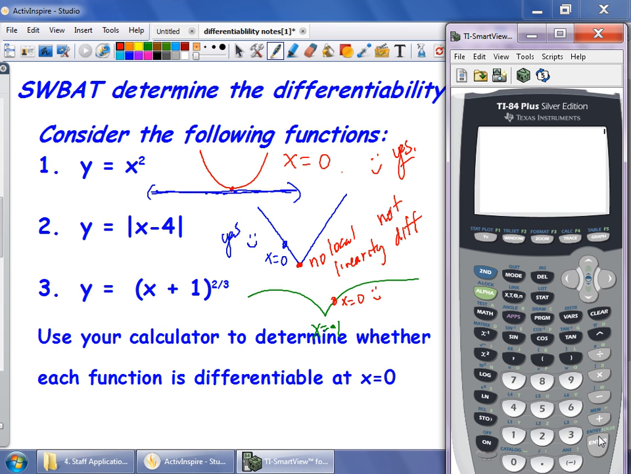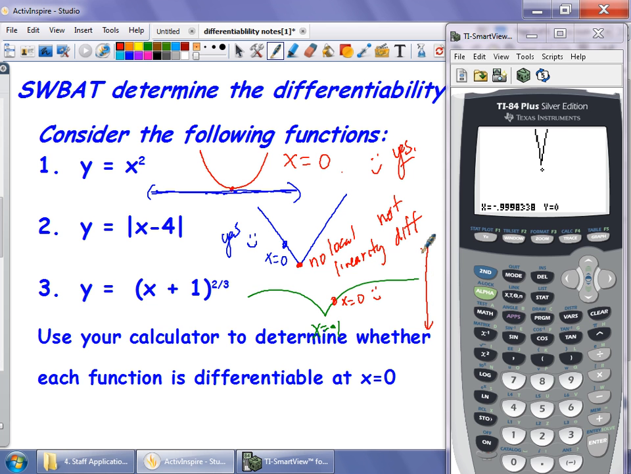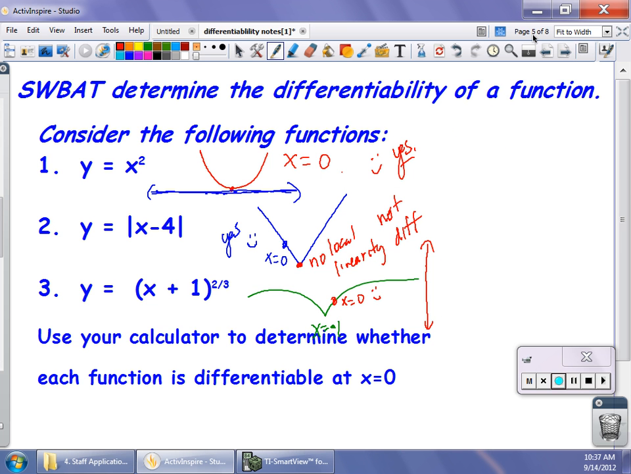It looks like, as I said, if this was a bird, the bird is raising its wings, and eventually, if we keep zooming in, what we would see is a vertical line. Now let's think back to Algebra 1. A vertical line has slope that's undefined or no slope. So if there's no slope, there's no derivative. So the function is not differentiable.